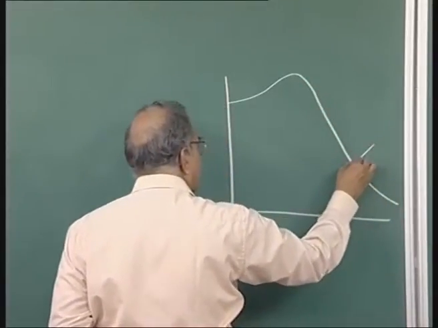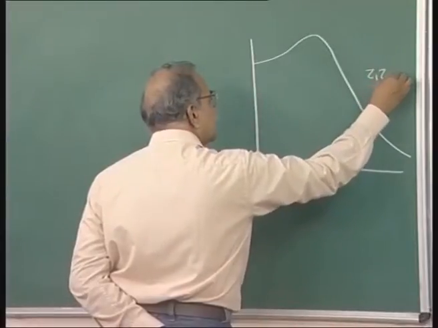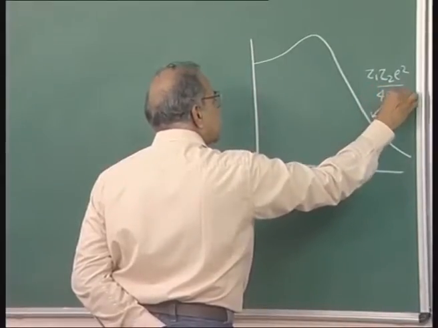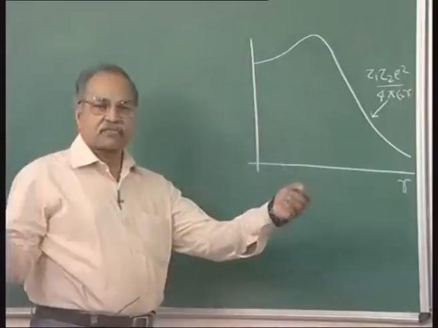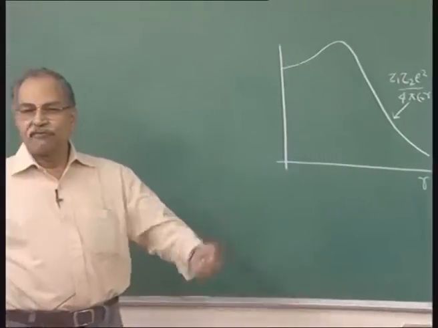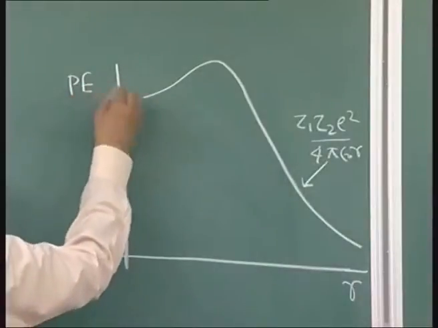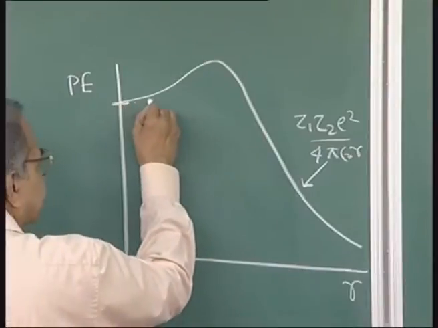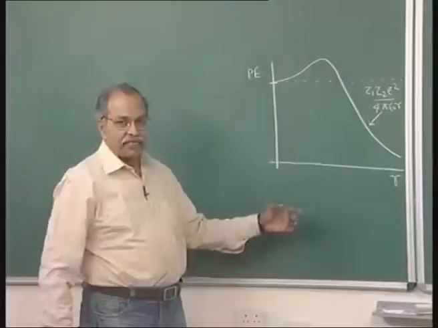This part is the Coulomb part, the 1 by r part, Z1 Z2 e square by 4 pi epsilon r. This side is your deformation parameter, which later on will become just the separation between the two fragments, and this side is the potential energy, and this is the energy which is released when the fission does take place.